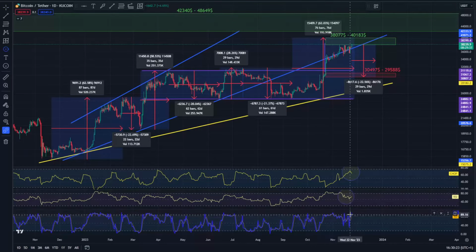But in this situation, we will also take into account the stochastic indicator, which indicates a strong breach of the upper limit, which may result in the opposite effect and translate into a price correction.